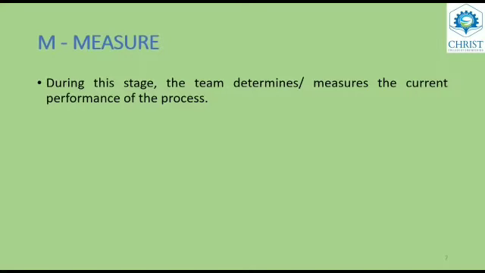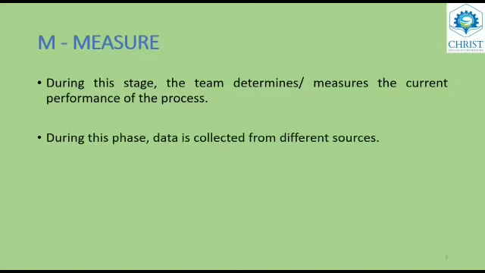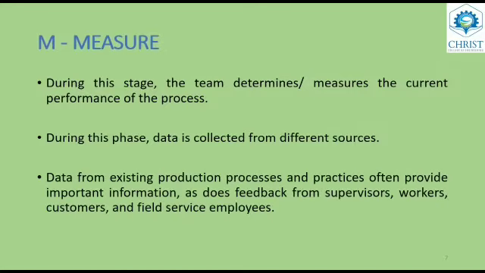Okay, the team determines or measures the current performance of the process. During this phase data is collected from different sources. Okay, measuring means just some data collection from a lot of sources we have. So data from existing production process and practices often provide important information, as does feedback from supervisors, workers, customers, and field service employees, etc. Okay, so it is just some data collection from the working field.